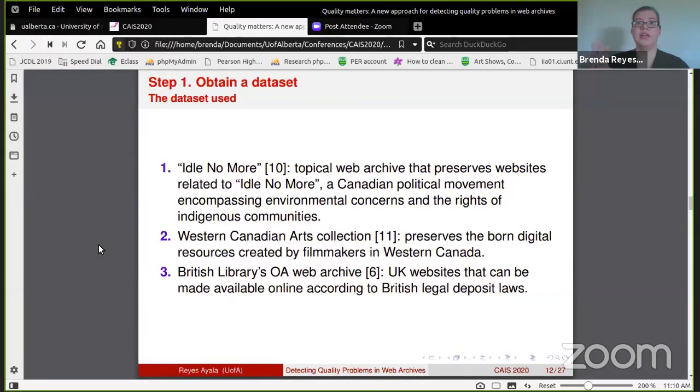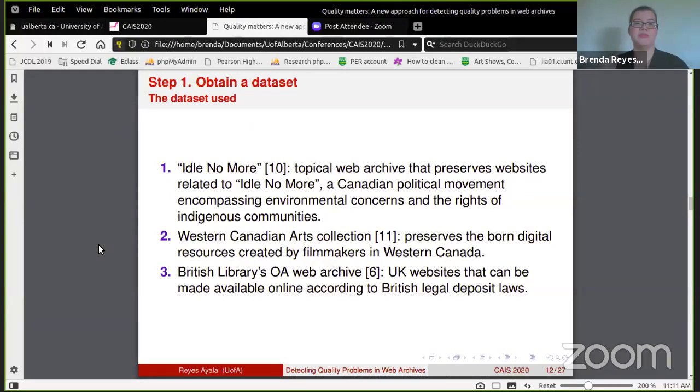So we have 3 data sets in our research. 2 of them from Canada, 1 of them from the UK. The first one is Idle No More, which is a topical web archive that preserves websites related to the Idle No More movement, which is a Canadian political movement encompassing environmental concerns and the rights of Indigenous communities. The 2nd is the Western Canadian Arts Collection, which preserves the born digital resources created by filmmakers in Western Canada. Both of these collections are at the University of Alberta.